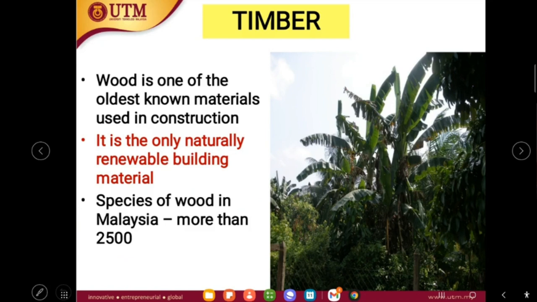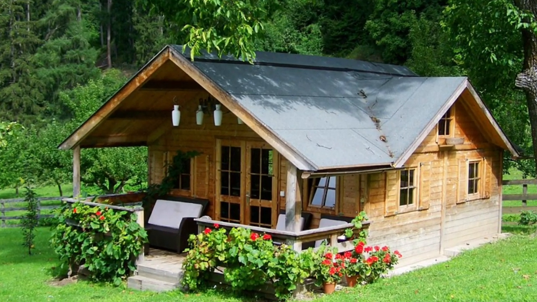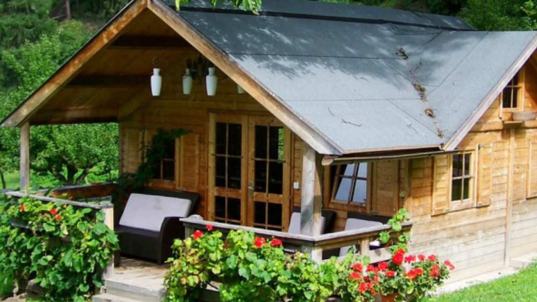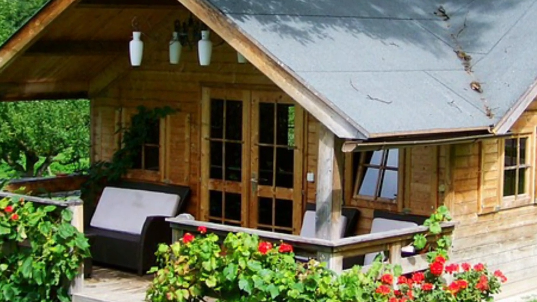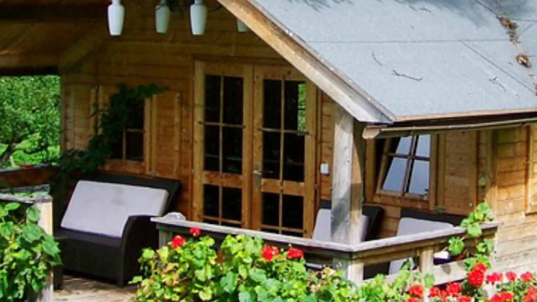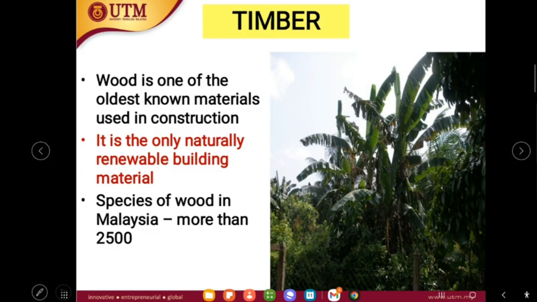Wood is one of the oldest materials used in the construction industry. If we go to the rural area and go back to our hometown, our kampung, we can see most of the buildings were built using timber before the common use of concrete and also steel. Among all of these construction materials, timber is the only naturally renewable building material. We can plant it.